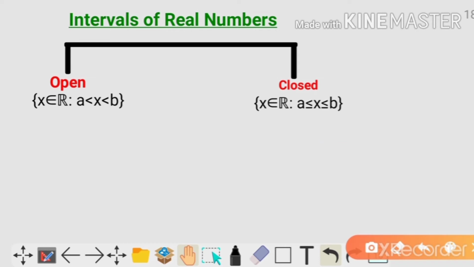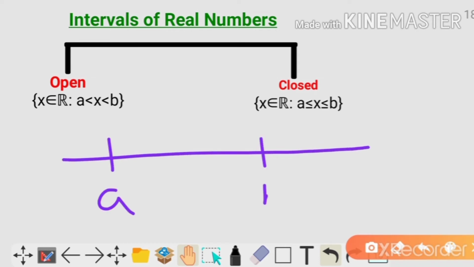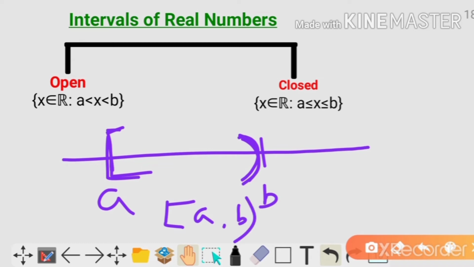Now the right open interval is, here we will include A but not B. We'll take all the points before B but not B. So this is the right open interval, and it is denoted by A comma B, with the third bracket on the A side and the first bracket on the B side. This is the right open interval.